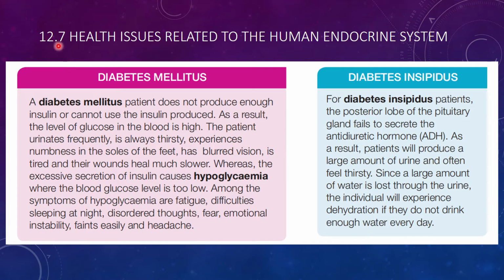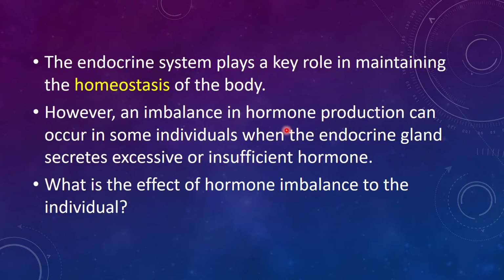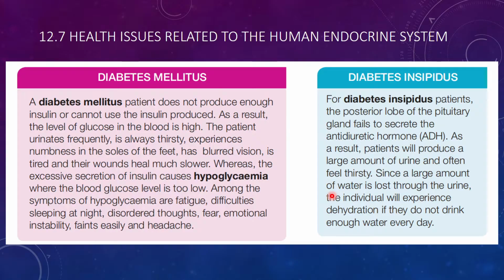Now 12.7 is the last subtopic in this chapter, that is the health issues which are related to the human endocrine system, because previously we have mentioned the effect of hormone imbalance, and that is this. So are you familiar with diabetes mellitus?